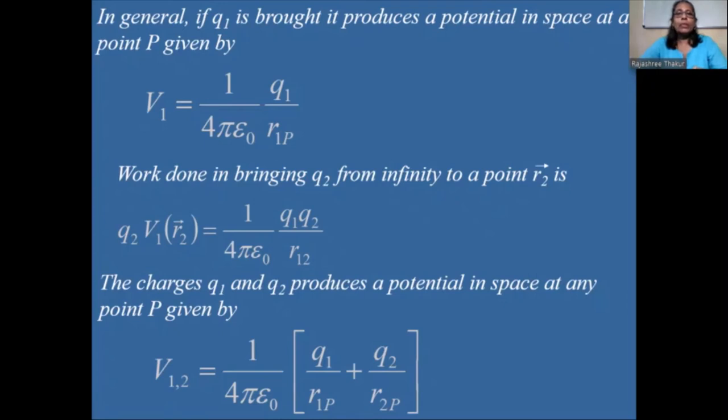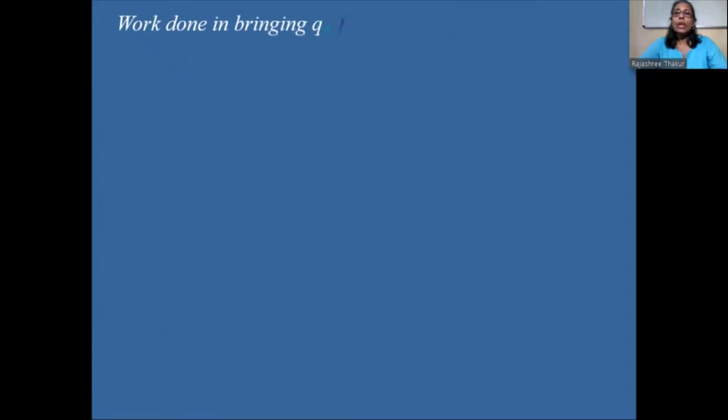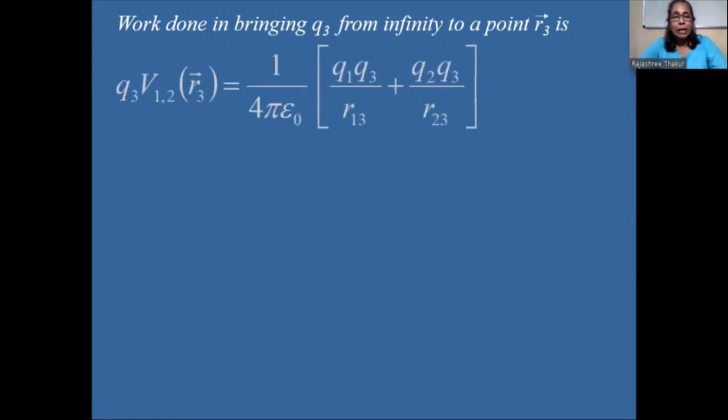Now, if we want to bring another charge, say Q3, from infinity to another position, say at a position vector R3 from the same origin, then we have to do work against the electrostatic force due to Q1 as well as Q2. So, work done in bringing Q3 from infinity to a point with position vector R3 is given by Q3 multiplied by the potential at that point due to charges Q1 and Q2. So what will it be? 1 upon 4 pi epsilon 0 into Q1 Q3 upon R13 plus Q2 Q3 upon R23, where R13 is the distance of charge Q3 from Q1, and R23 is the distance of charge Q3 from charge Q2.